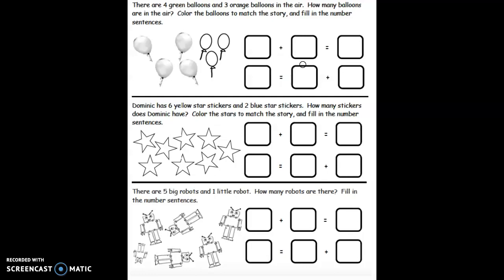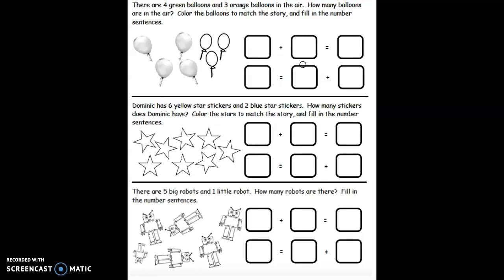Today I am going to do this page with you, and then when you get to the homework part, I'm going to read you the word problems and try to explain them to you in a really short video before each one so that you can do it on your own. Make sure you have your notebook ready.